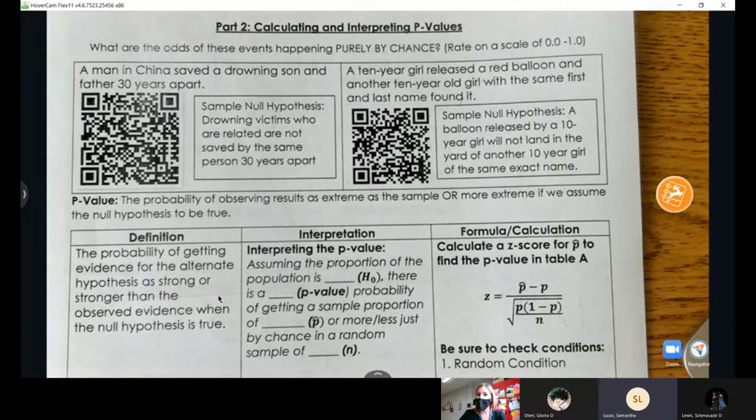Very large or very small? Very small. So these p-values would be very, very small, but that doesn't mean that they can't happen. So the p-value is the probability of observing results in your sample as extreme or more, if we assume the null to be true.